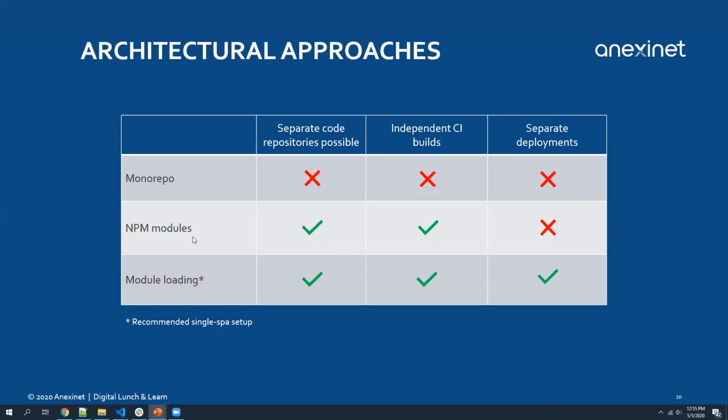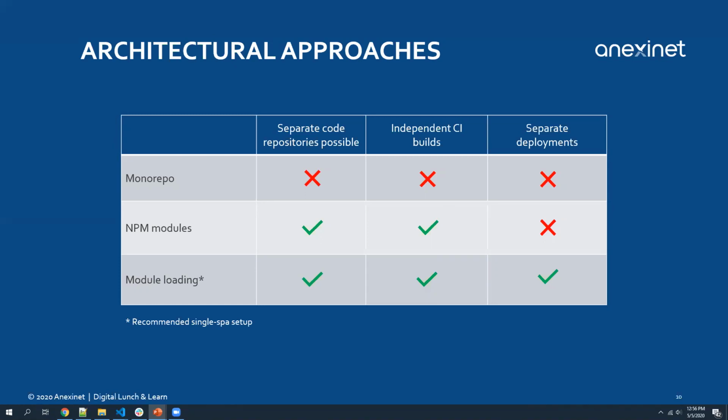Another option is to separate your micro front ends into different repositories and then create NPM packages for each one that you can install into a root application. So that would allow you to have separate code repositories and do independent CI builds, but it wouldn't allow you to do separate deployments. You'd still be doing the one deployment of your main application if there was just a single change in one of your micro front ends.